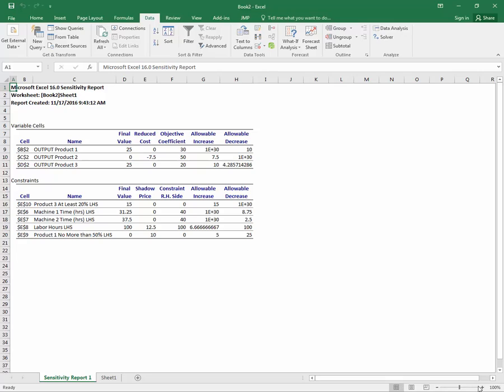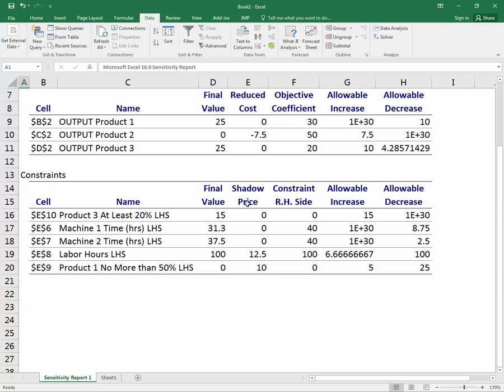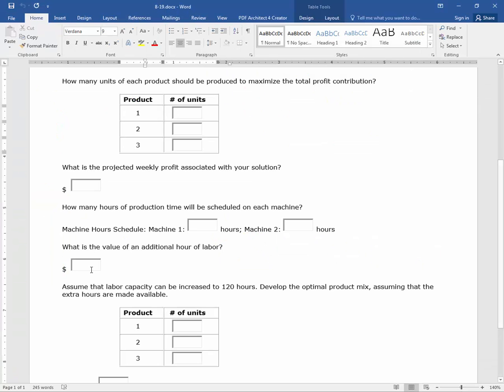So if I look at the sensitivity report, I can see I'm willing to pay up to $12.50 for an additional hour of labor, which is the shadow price. Right? So that question is asking me the shadow price. Notice the shadow price on machine time for both 1 and 2 is 0. I'm not willing to pay anything for it because I'm not using it all. Right? So the value of an additional hour of labor is 12.5.